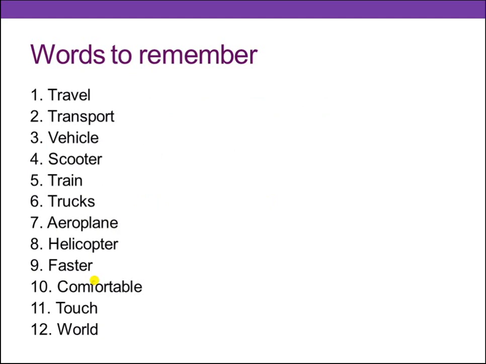The first one, travel. Second, transport. Third, vehicle. Fourth, scooter. Fifth, train. Sixth, truck. Seventh, aeroplane. Eighth, helicopter. Ninth, faster. Tenth, comfortable. Eleventh, touch. Twelfth, world. So these are the words you are going to learn the spelling of. Okay. Yes.